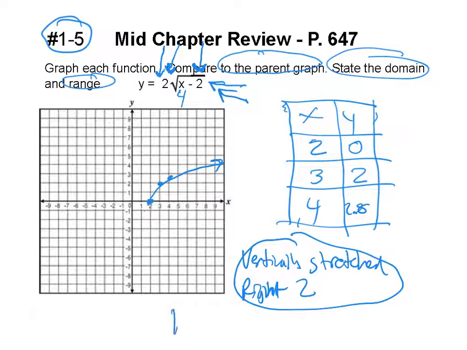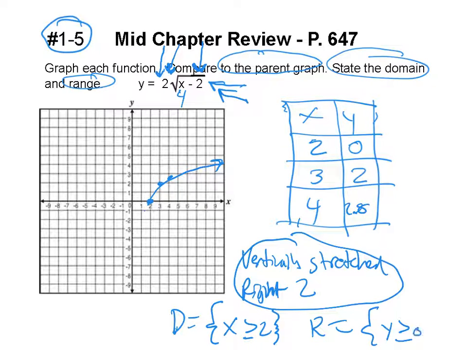And then our third answer, domain and range, right? The domain are the x values. So x is greater than or equal to 2, right? Okay, and range are the y values. All real numbers such that y is greater than or equal to 0, right? Because it doesn't ever go below that. And there we go.